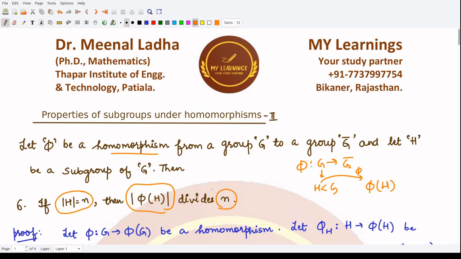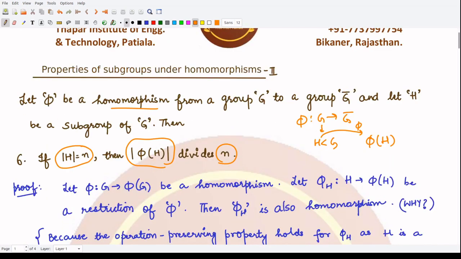So now let's prove this result. We know phi from G to G bar is a homomorphism. So what we do is take a restriction, phi of H, of this mapping phi. That means our domain, instead of taking the whole group G, is now a portion of it, which is H. We apply this mapping phi onto this H and call that restriction phi of H. So here we have G bar, and here it would lead to a smaller set, which would be phi of H.